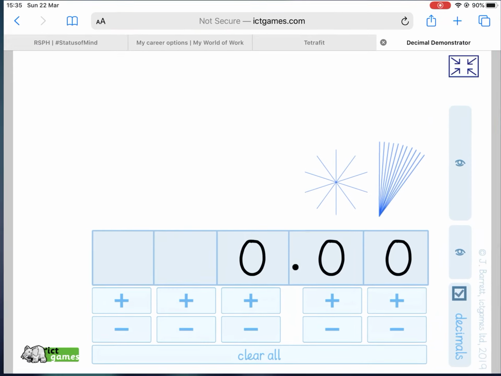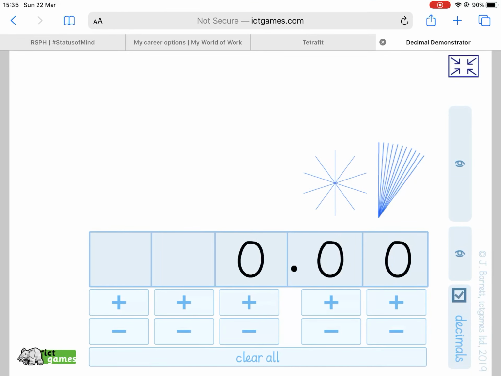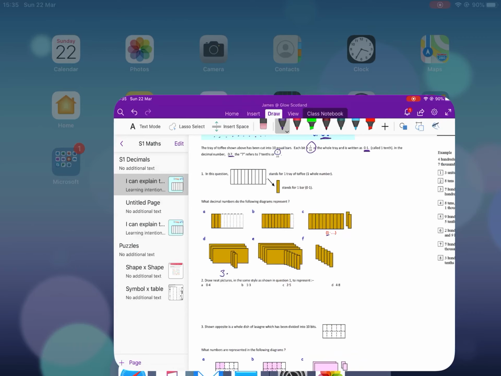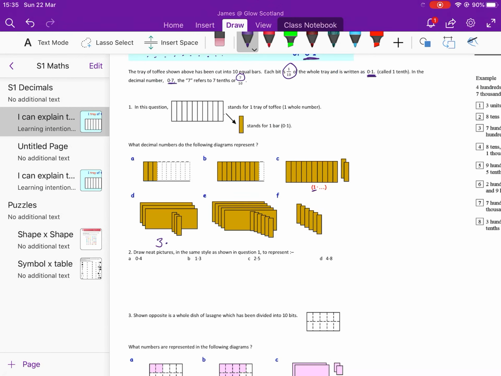You can use this decimal demonstrator if you would like, screenshot it, and you can paste them into your OneNote if you would rather, instead of doing the pictorial representations by drawing them. That's absolutely fine.